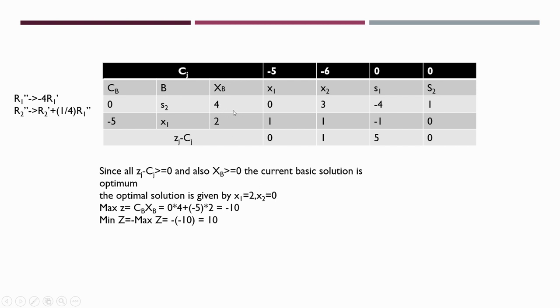We get all xb greater than 0 and all Zj minus Cj values greater than 0, and we have x1 and x2, and x3 will not be there, so we take it as 0, and max z is equal to cb into xb. Minimum z is equal to minus max z. We will get the minimum value of 10.